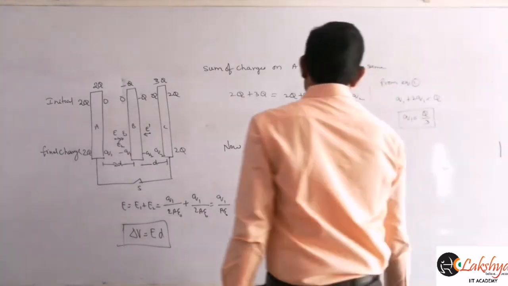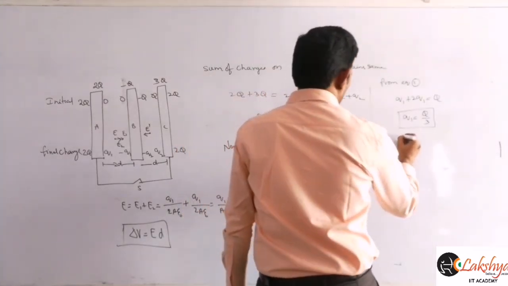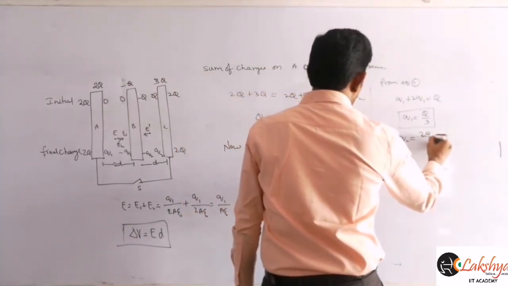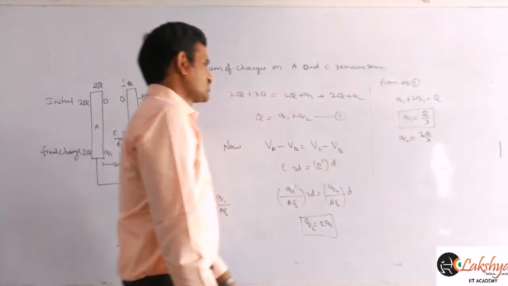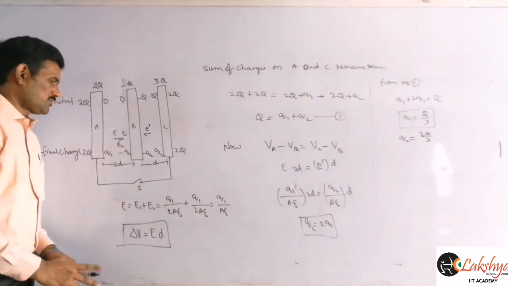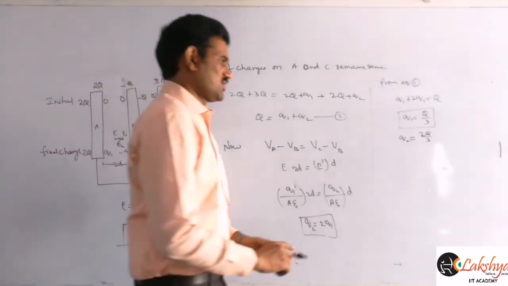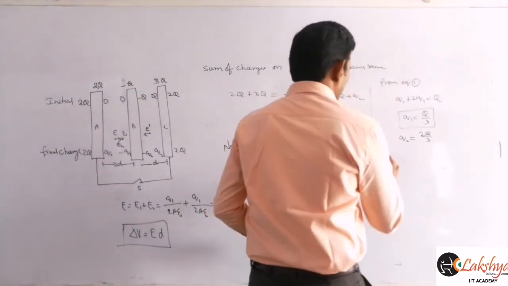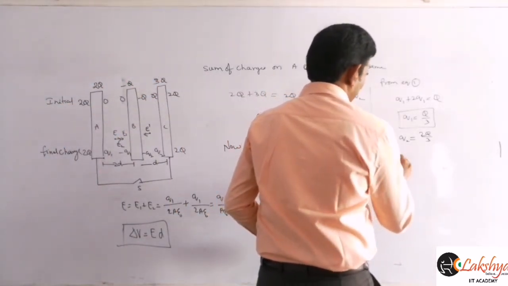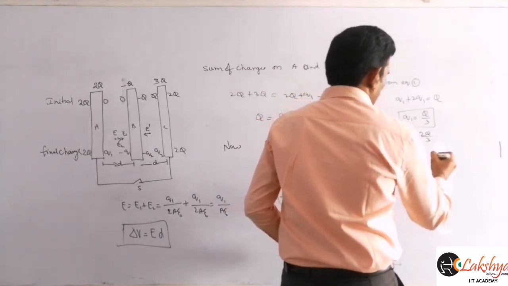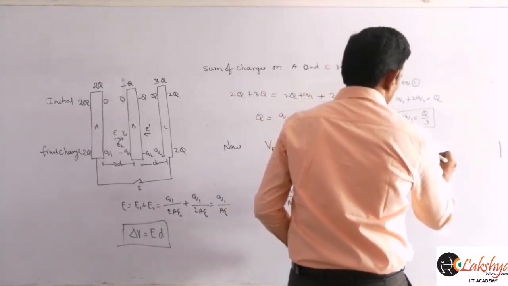And so therefore, what I can write is, this is Q1 value, therefore Q2 value we can mention it as 2Q by 3. And so now let us write our question, that is the charge distribution. Now we can write the charge flowing through the switch. So now let us see how to write the charge flowing through the switch.